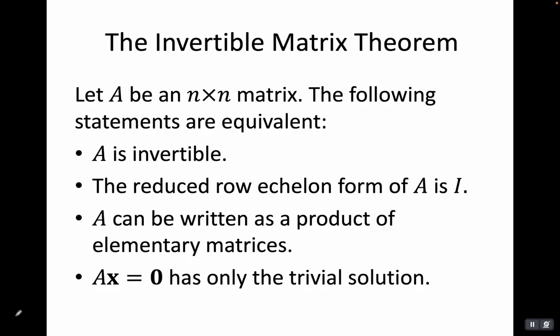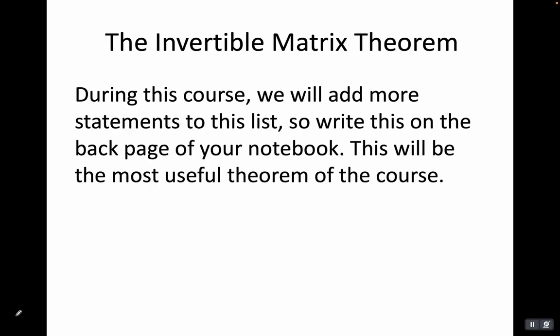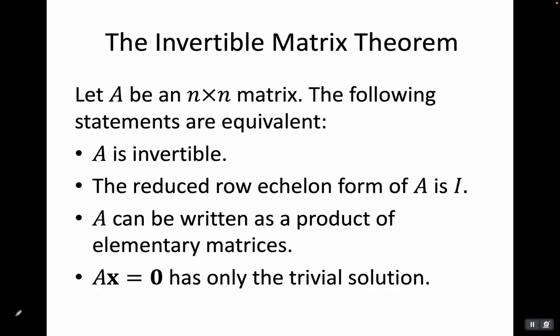A is invertible. The reduced row echelon form of A is I, the identity matrix. A can be written as a product of elementary matrices. AX equals 0 has only the trivial solution. During this course, we will add more statements to this list, so write this on the back page of your notebook. This will be the most useful theorem of the course. Don't just bury this in your notebook someplace. Write it on the back page.